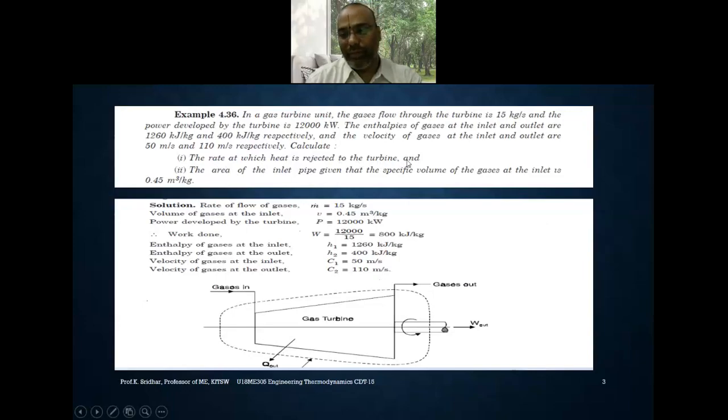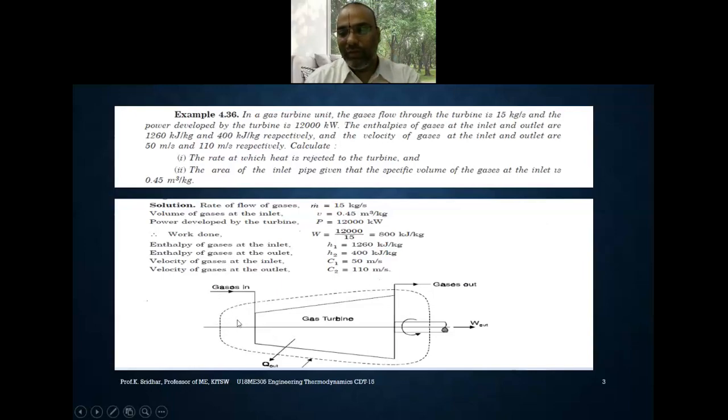Based on this data, what is being asked is the rate at which heat is rejected from the turbine. So we have to find out delta Q from the steady flow energy equation. The second part asks for the area of the inlet pipe, given that the specific volume of the gases at the inlet, small v, is 0.45 meter cube per kg. That is asking for A1. At the inlet, what is the value of the area?